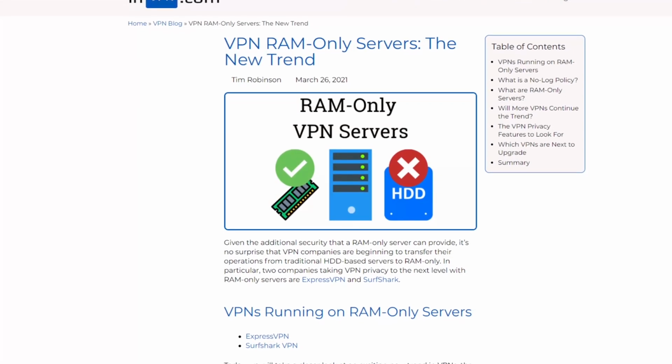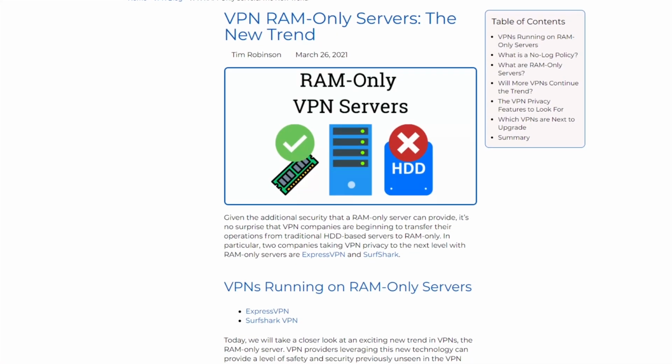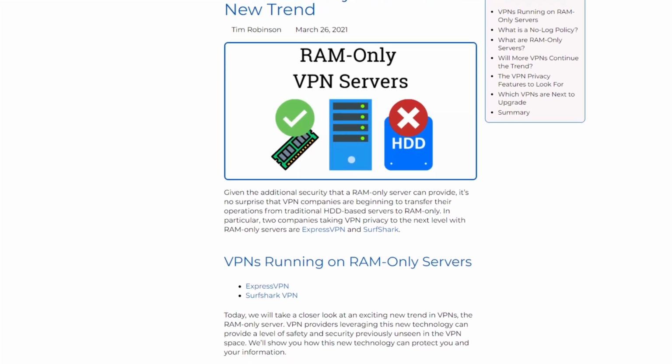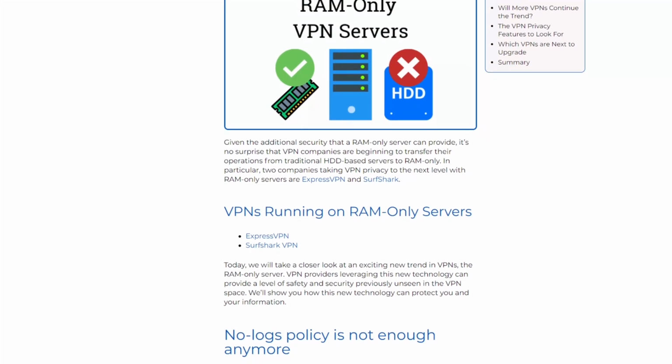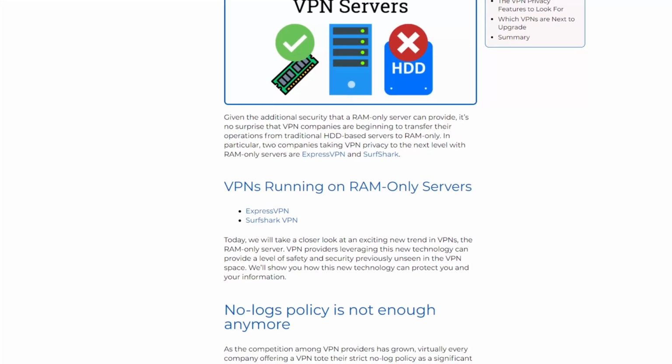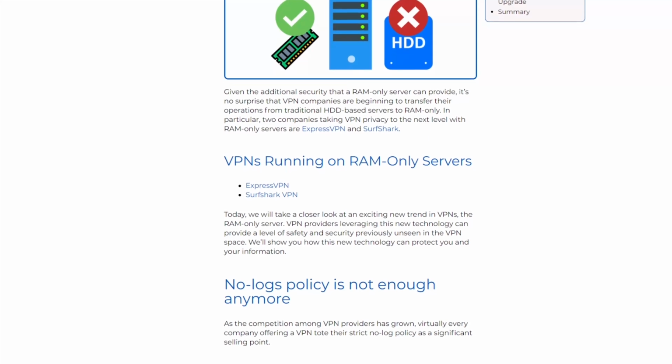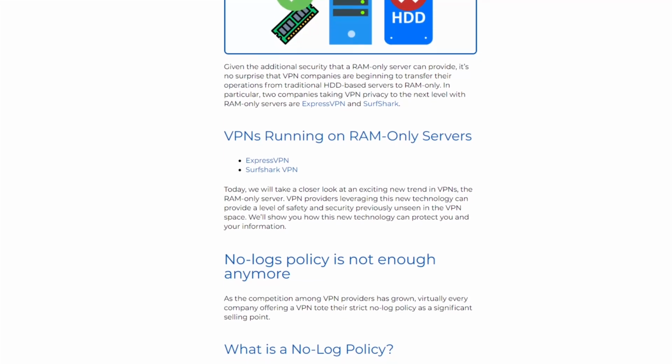Hello everyone, welcome back, and today in exchange for some of your time watching this video, I'd like to provide you with some knowledge about RAM disk servers and why they are important for you to consider when picking out a VPN, the edge they have over regular hard drive servers, and how they're better for your privacy.